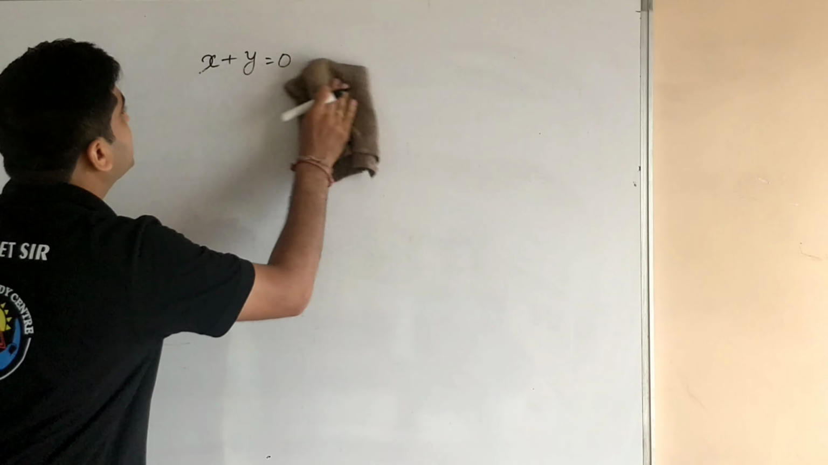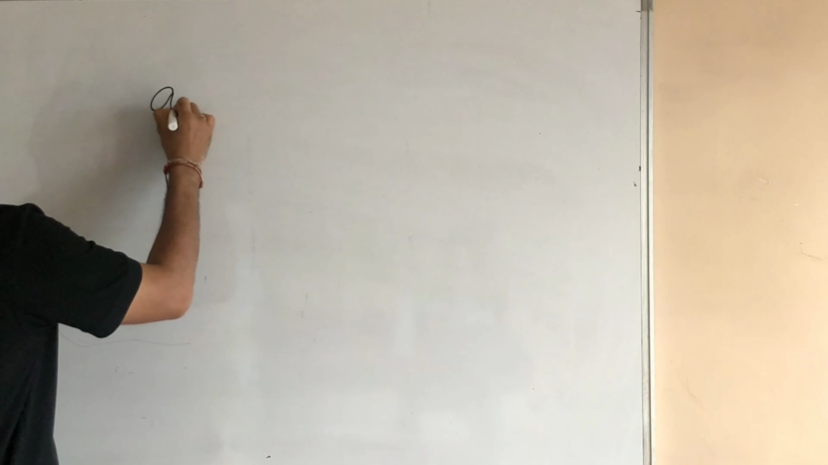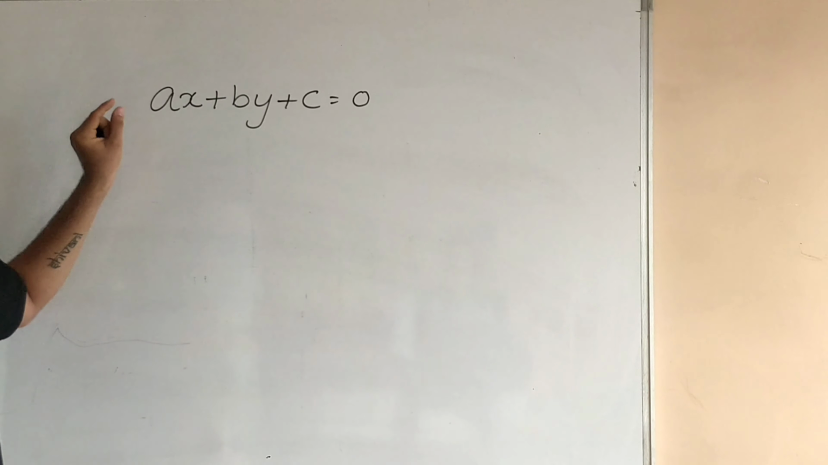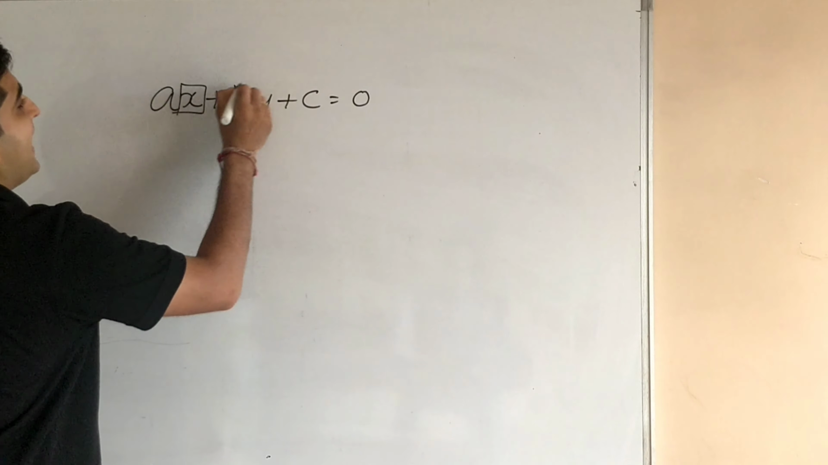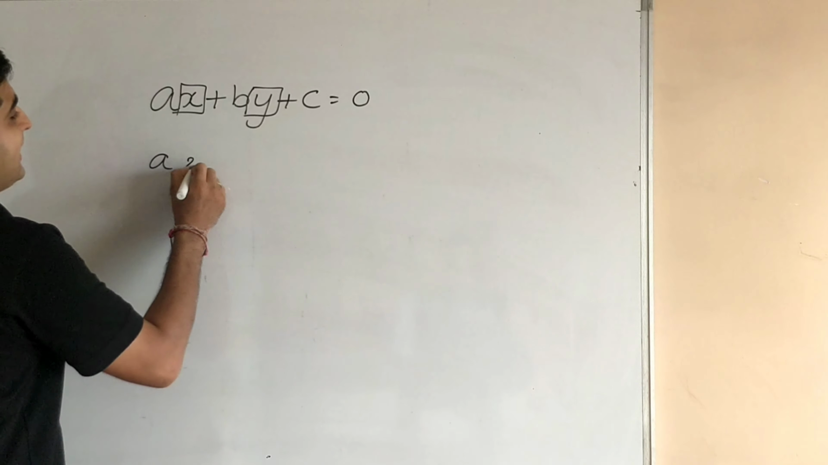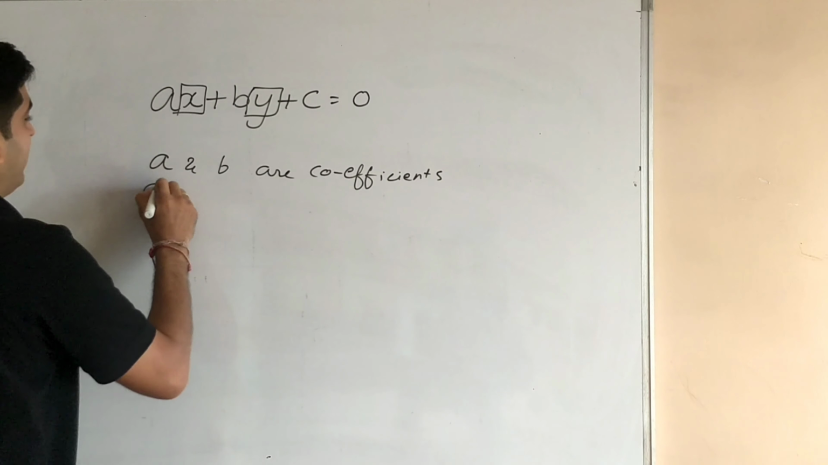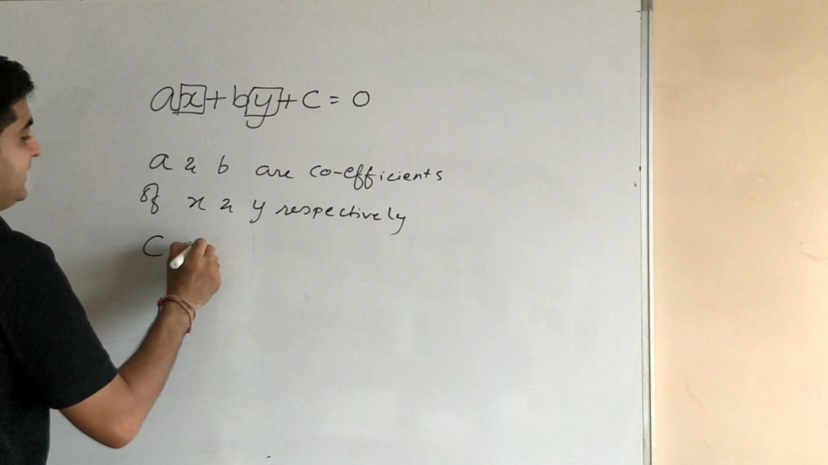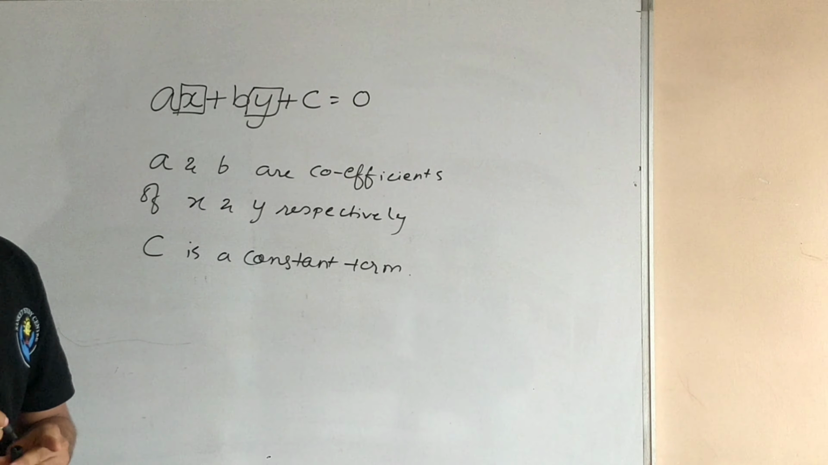So the standard form of a linear equation in 2 variables is given as ax plus by plus c is equal to 0. This is the standard form of linear equation in 2 variables, where x and y are variables, a and b are coefficients of x and y respectively, and c is a constant term. Okay, c is a constant term.